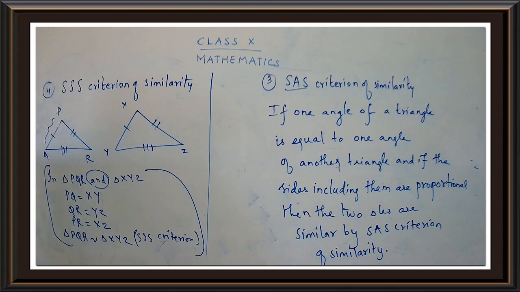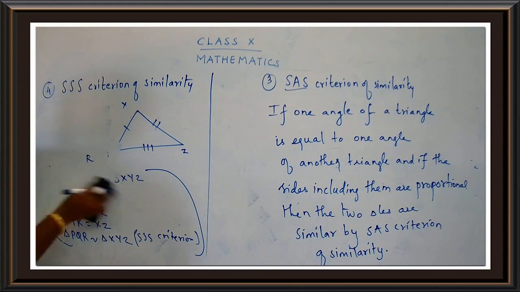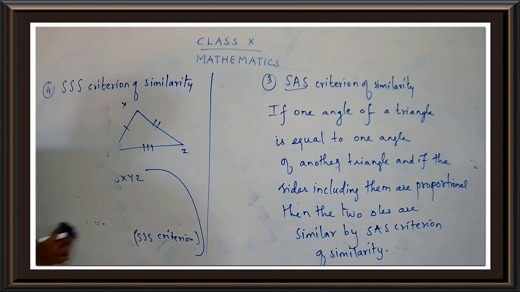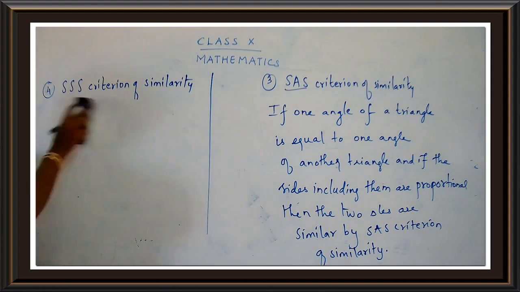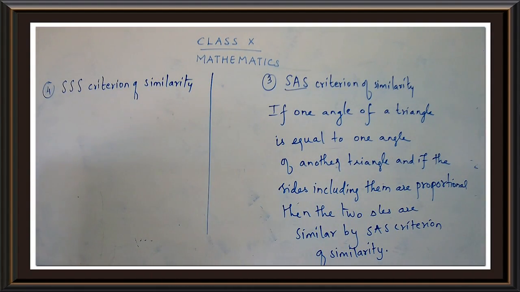Getting my point, children? Okay, now let's go for the definition. No need to take down this; this is just for your explanation. Write down the definition. Okay. So what is the definition? If three sides of a triangle are proportional to three corresponding sides of another triangle, then the two triangles are similar. Write down the definition.